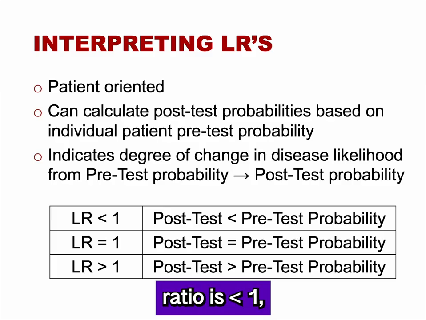When a likelihood ratio is less than 1, it indicates that the post-test probability is less than the pretest probability. When a likelihood ratio is equal to 1, it indicates that the post-test probability is equal to the pretest probability. And when a likelihood ratio is greater than 1, it indicates that the post-test probability is greater than the pretest probability.